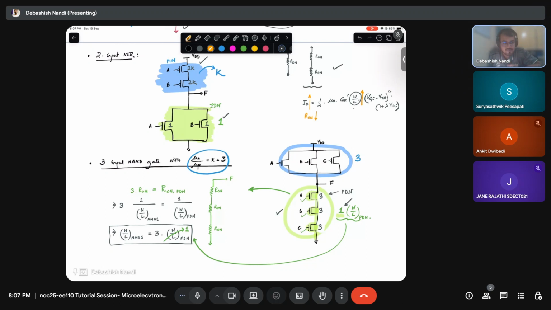You should remember that R on is inversely proportional to W by L. From that logic, if your PDN W by L is 1, you can immediately tell your transistor W by L. Now can you tell me what should be this? Your PUN W by L is 3 by 2.